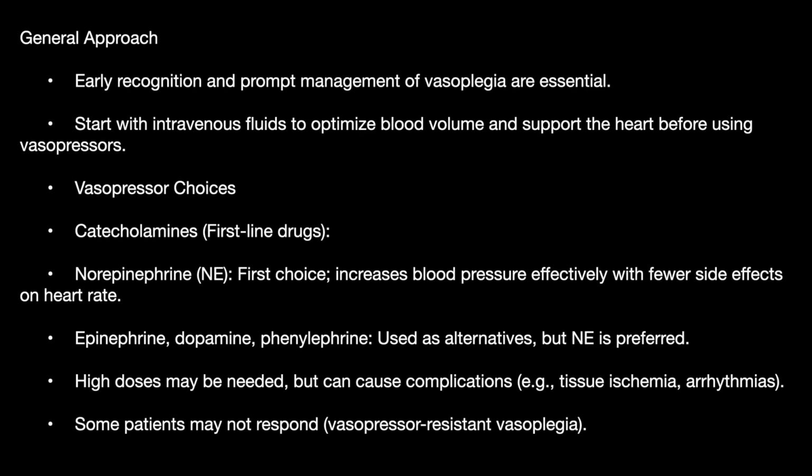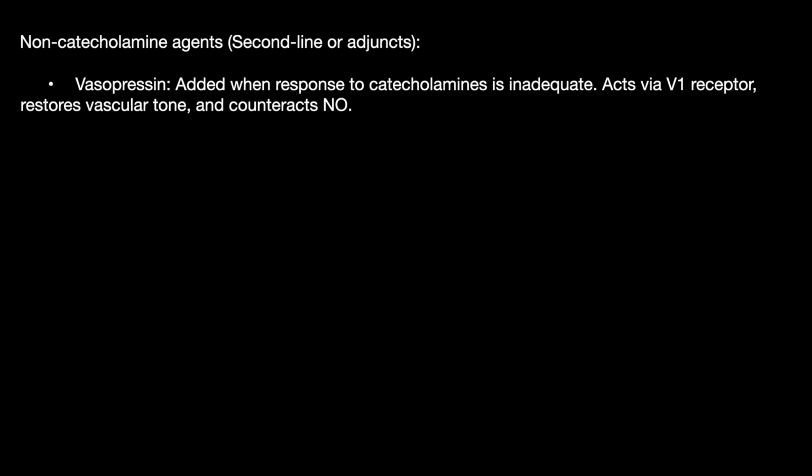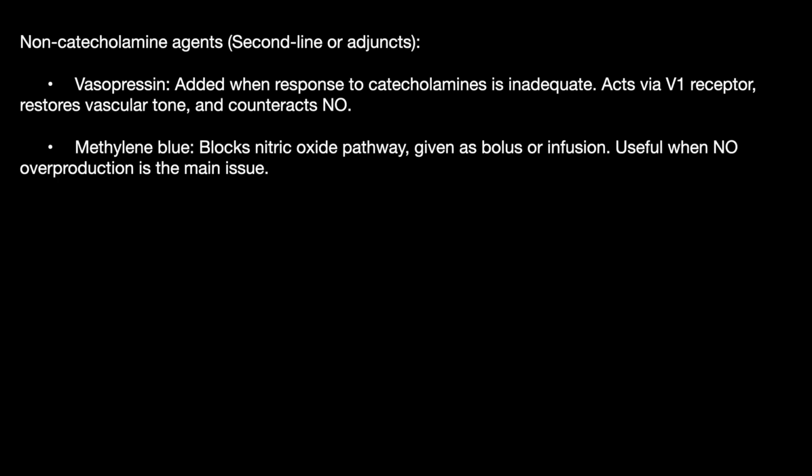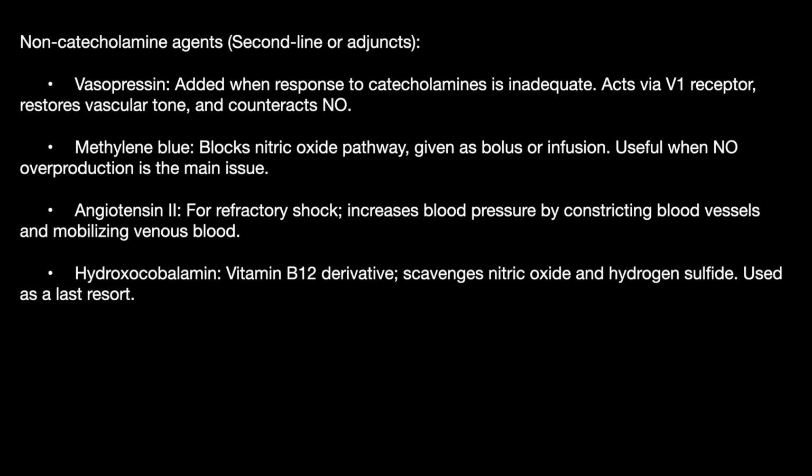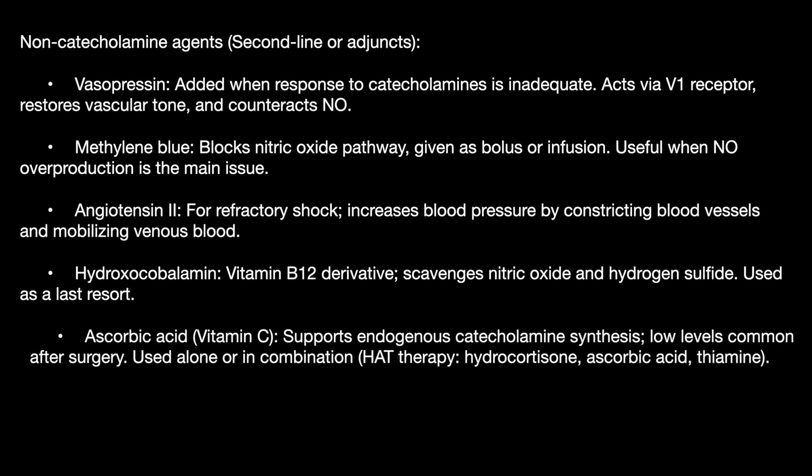Some patients may not respond, so they can be termed as vasopressor resistant vasoplegia. The second line, you have vasopressin, which is added when the response to the catecholamines is inadequate. It acts by the V1 receptor and restores the vascular tone, and it counteracts the nitric oxide. Methylene blue, it blocks the nitric oxide pathway, given as a bolus or infusion, useful when nitric oxide overproduction is the main issue. You have angiotensin 2 for refractory shock, increases blood pressure by constricting the blood vessels and mobilizing the venous blood. Next, you have the hydroxycobalamin, that is vitamin B12 derivative, which scavenges the nitric oxide and hydrogen sulfide, and it is usually used as a last resort.